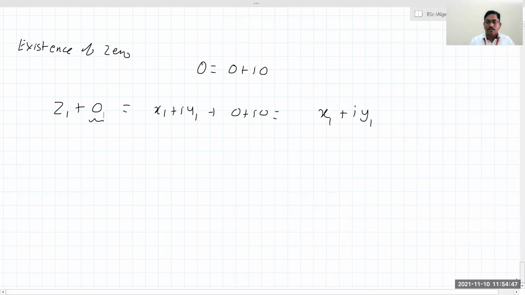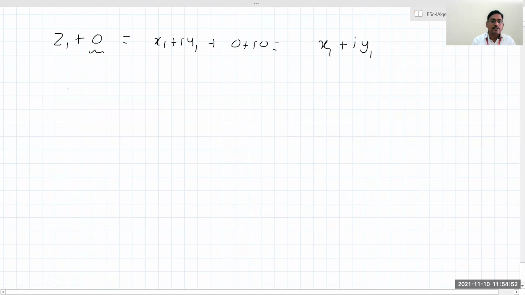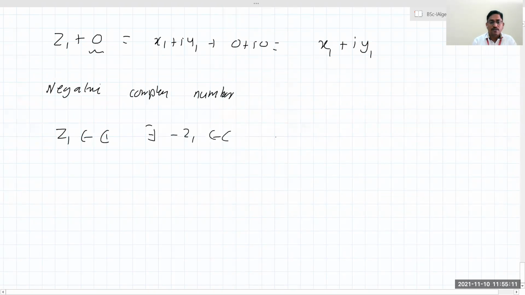Likewise, we have to define multiplicative operations also. The fourth law is the existence of a negative complex number, that is called the additive inverse. What do you mean by it? If Z1 is there, then there exists minus Z1 in C such that Z1 plus minus Z1, that is minus Z1 plus Z1, is nothing but 0. You have to add some number to Z1 so that it becomes 0. That is called the negative of a complex number.